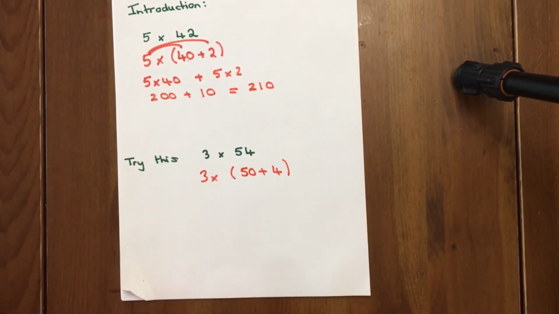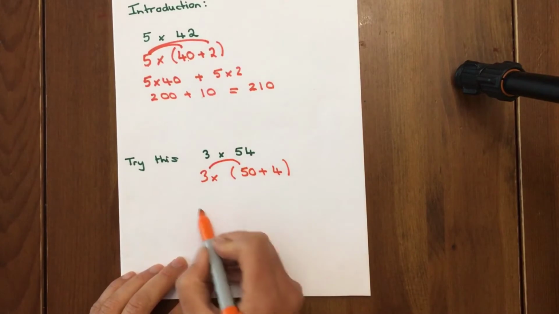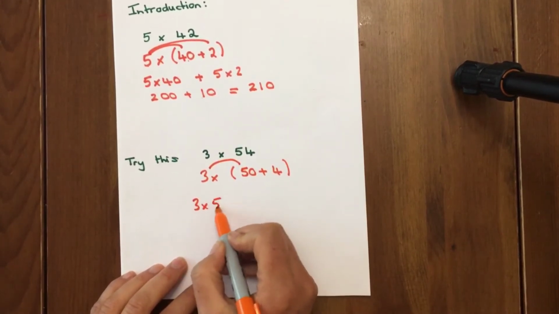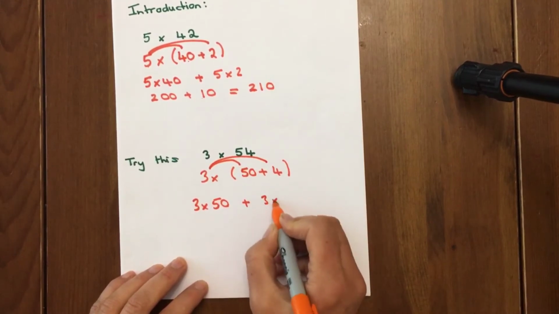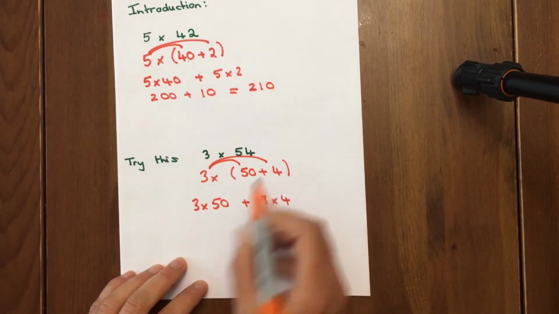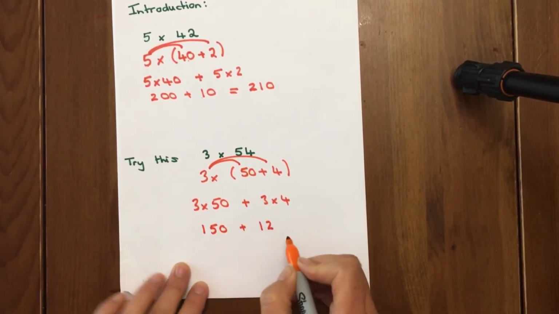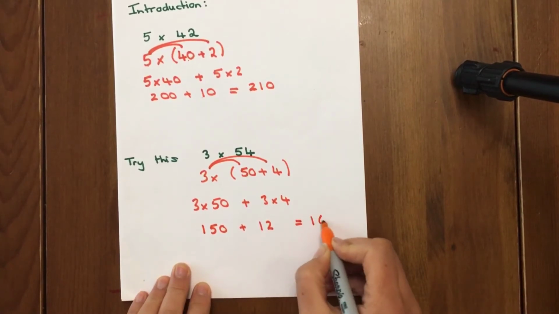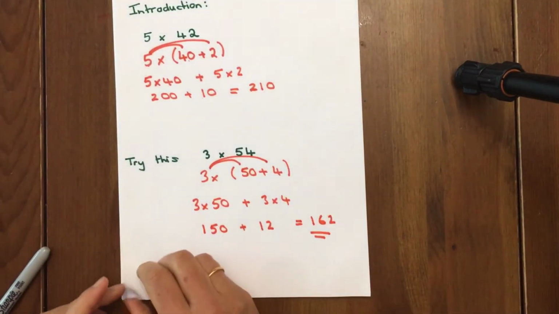Okay, you've had time to pause the video, and this is what you should have got. You do 3 times 50 first, and then you add it to 3 times 4. So you're multiplying the 3 with the 50 and the 3 with the 4. If you put those two together, your answer is 162. So, well done for getting that question right.